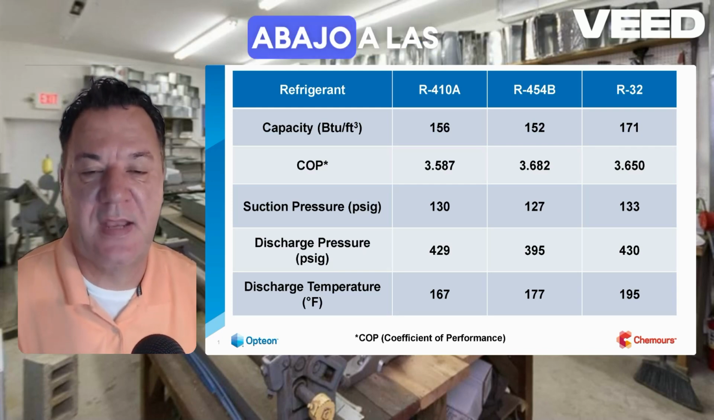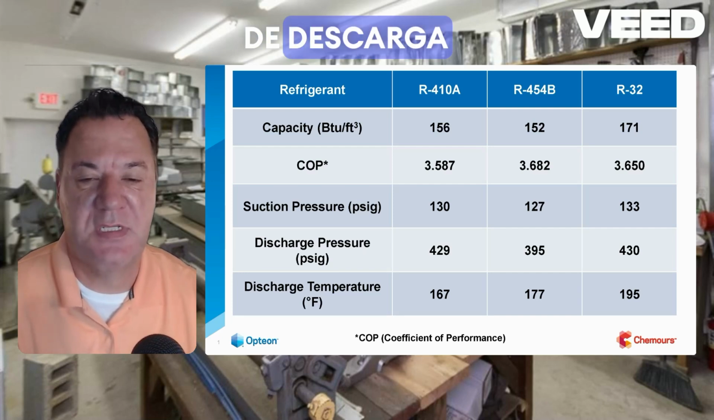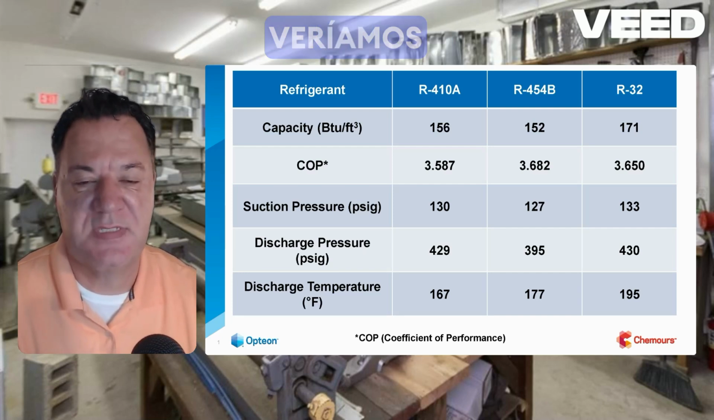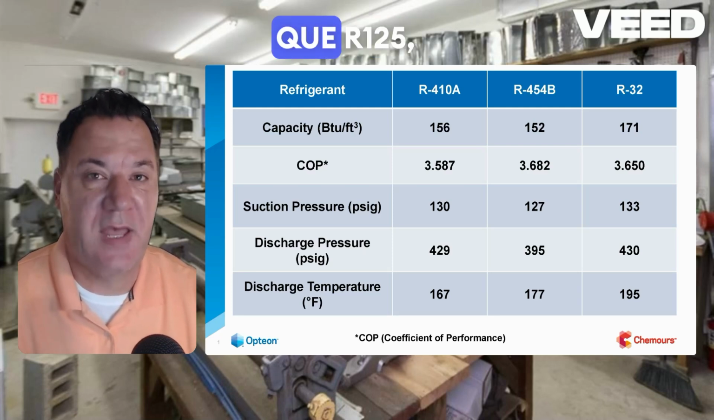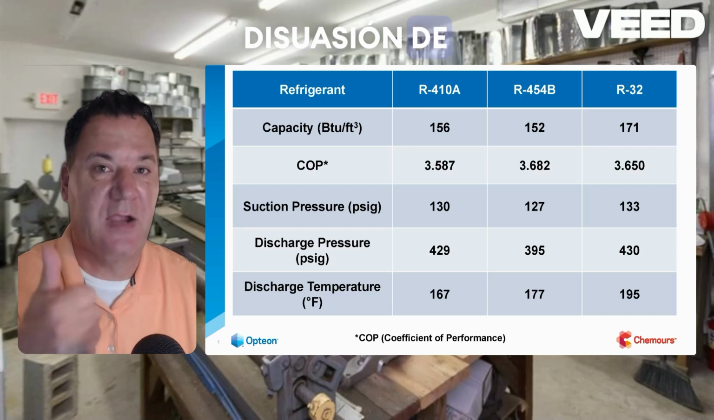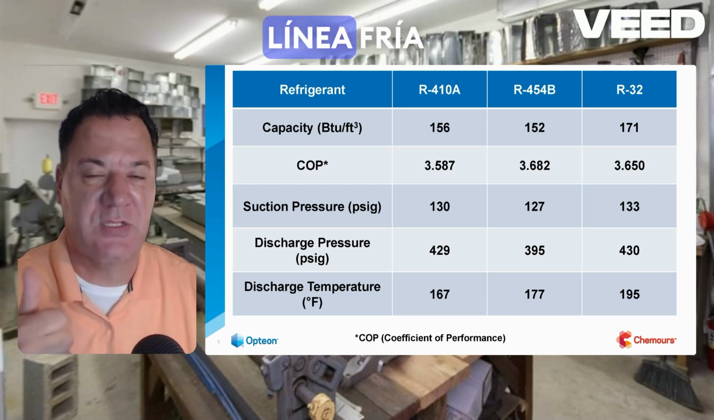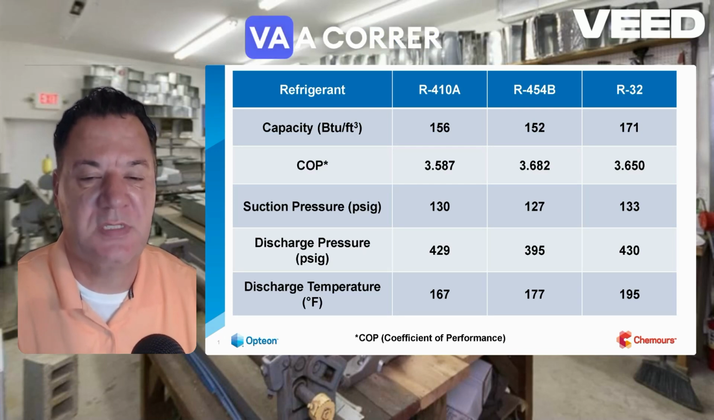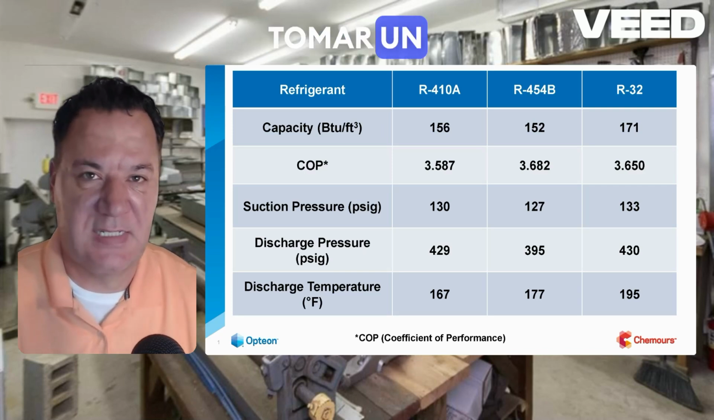Going down to the discharge temperatures, if we're seeing 167 on the discharge line, about 6 inches out from the compressor, we would see 177 on the 454B. Remember, from the 410A to the 454B, we removed that R125, which was a fire deterrent, if you will, and it also kept that discharge line cool because of the R32. And then on the R32 single component, it's going to run about 195. So it's going to run a little hotter, and therefore it's going to take a different POE oil.